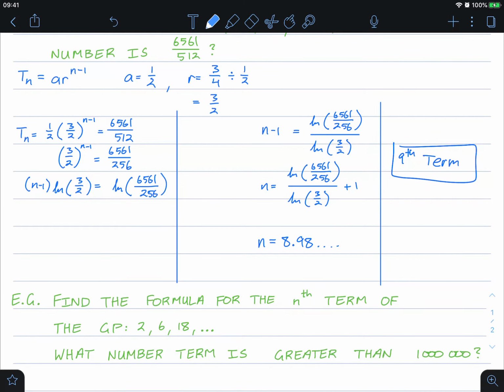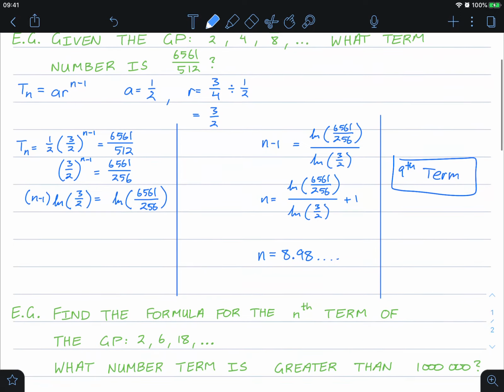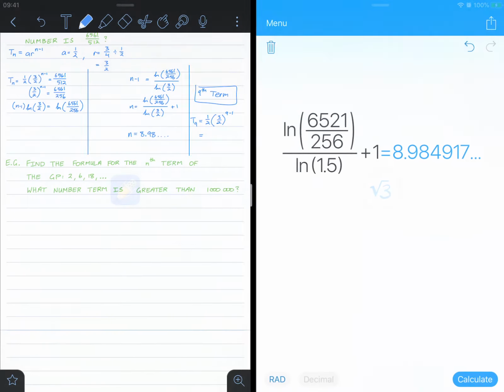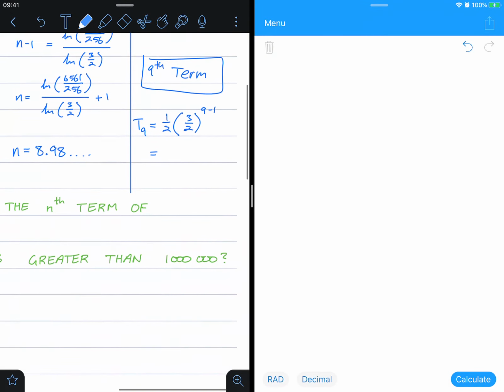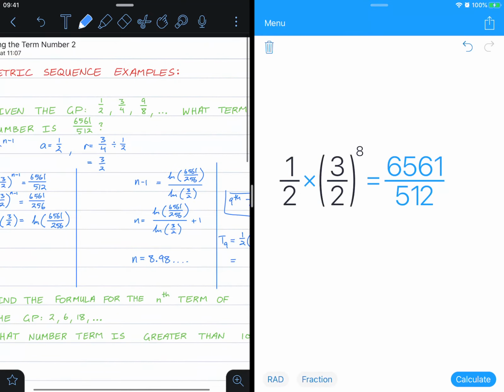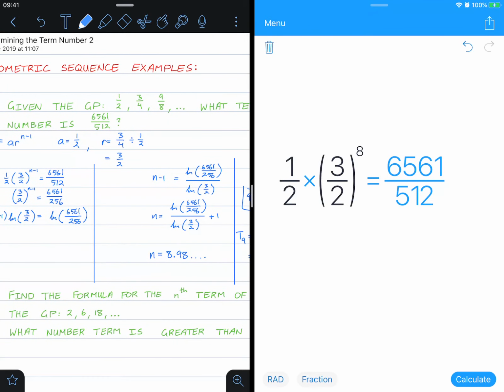So the 9th term is equal to this one. And you can test this by substituting 9 back into our formula here. So let's try this out. T of 9 equals half, 3 over 2, 9 take away 1, power of 8. There it is, 6561 over 512.